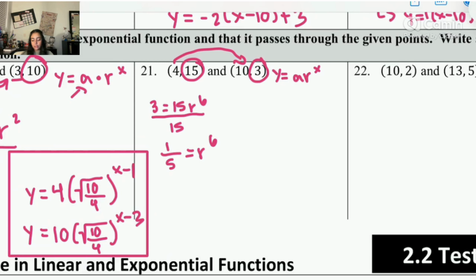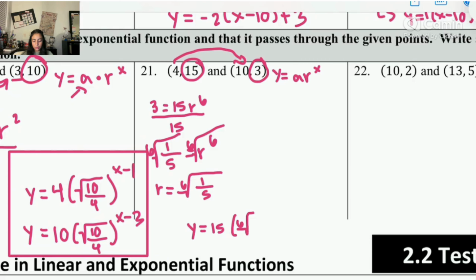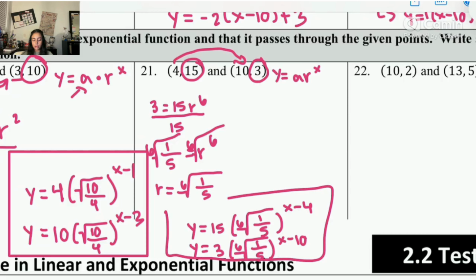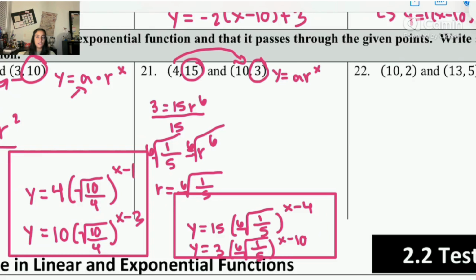And then you want to find the 6th root of 1/5. I know it looks a bit silly, but r equals the 6th root of 1/5. So now we can go back and write our final equation. y equals our initial value, which here is 15, times the 6th root of 1/5 to the power of x minus 4. You could also write y equals 3 times the 6th root of 1/5, but it'd be to the power of x minus 10. So just make sure you're correlating them and not just writing wherever. But yeah, either of those would also be acceptable.